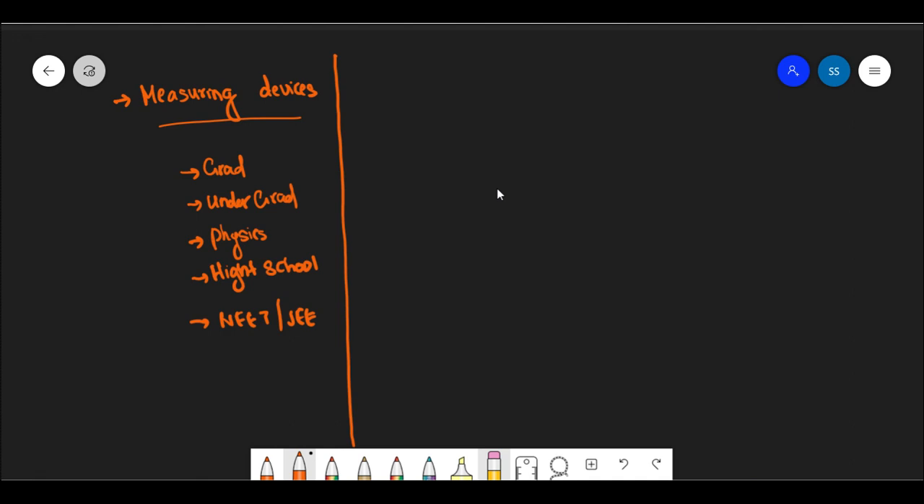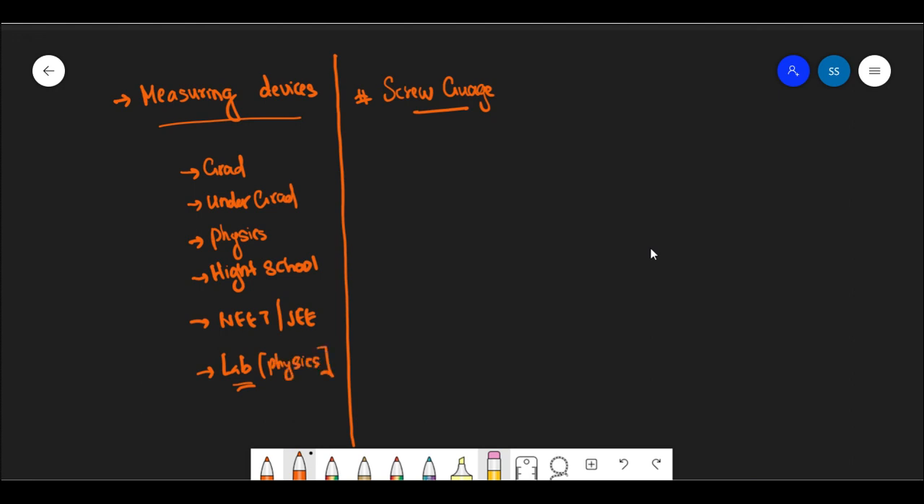So today's topic that I'm going to discuss is the screw gauge. The screw gauge is an instrument which is familiar to most science students, at least the people who are connected to the lab, the physics lab, right?